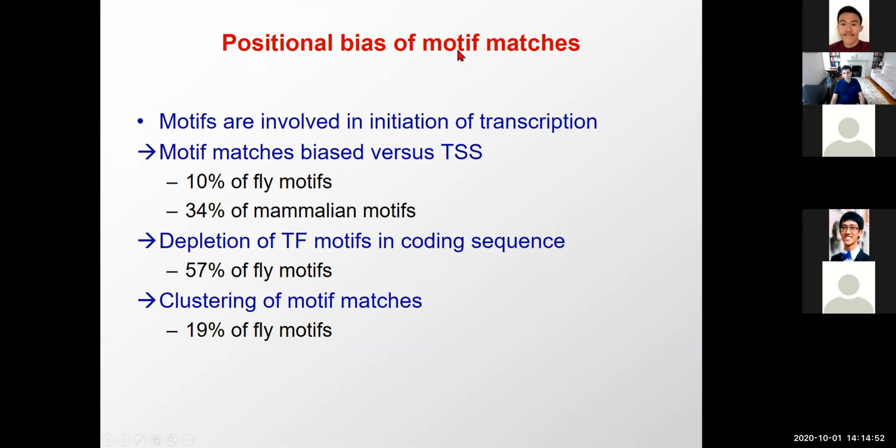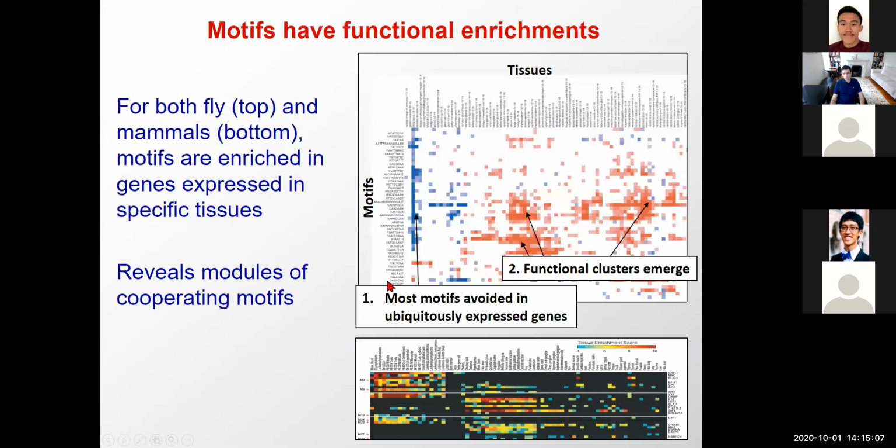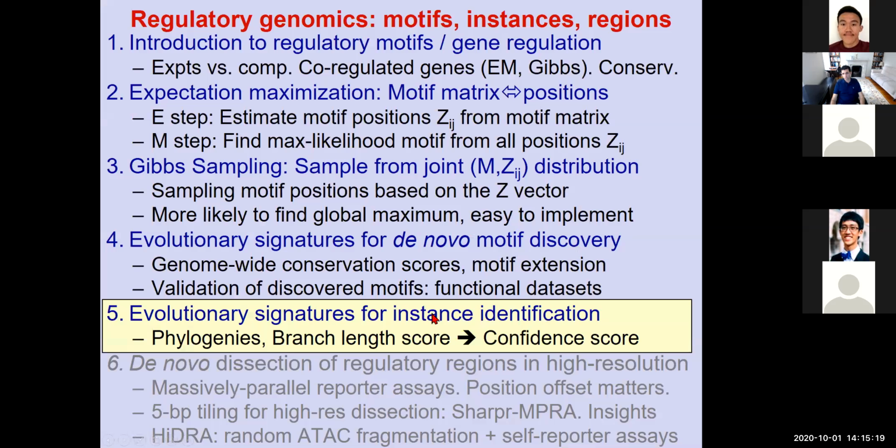There were also positional biases of the motif matches. The motifs that were involved in the initiation of transcription were biased to be in the TSS and depleted in the coding sequence, and also clustered well. And then this is just a matrix of the functional enrichments that we saw for our motifs in different tissues of the fly. Again, we found a lot of functional clusters emerging. This is telling you that we don't have to only rely on a co-regulated gene set to do expectation maximization and Gibbs sampling. We could simply discover these motifs de novo based on their evolutionary signatures.